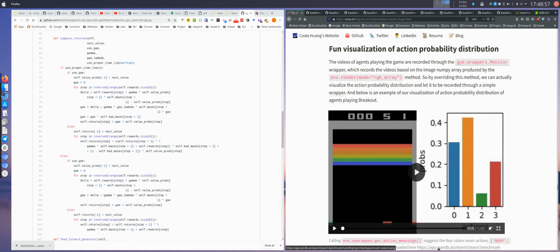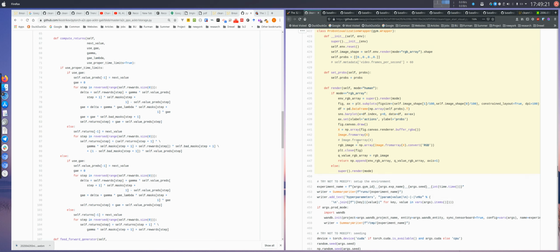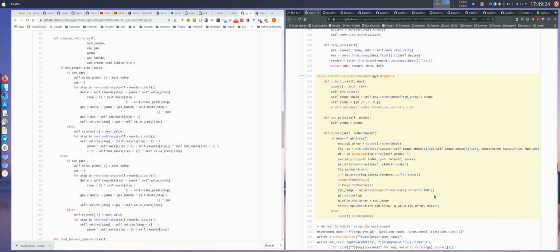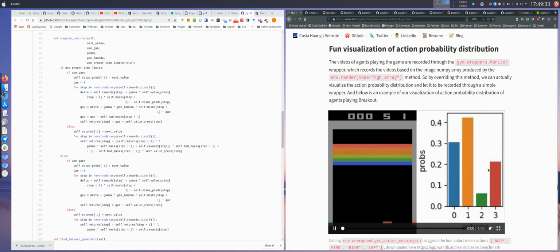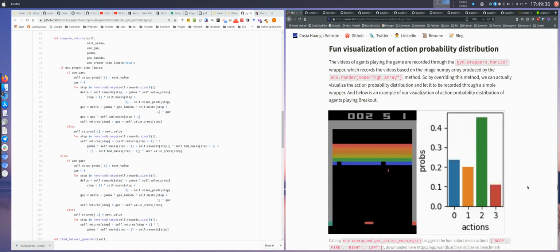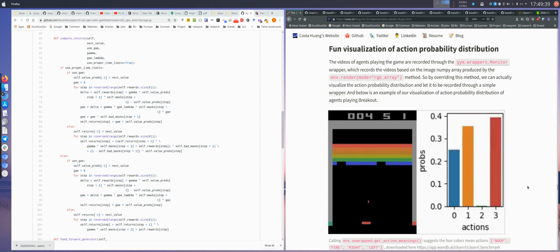So that's for that. And we also have a fun visualization of the action probability distribution, which is done by this wrapper. The videos of the agent playing the game are recorded through the gym Monitor wrapper, which essentially records the video based on the image numpy array produced by this method. By overriding this method, we can actually visualize the action probability distribution. So what I did is essentially override the render method and inserted a visualization of the action probability distribution. And this is what it looks like. This, again, gives you so much insight on the agent's performance, as we will see in a minute.